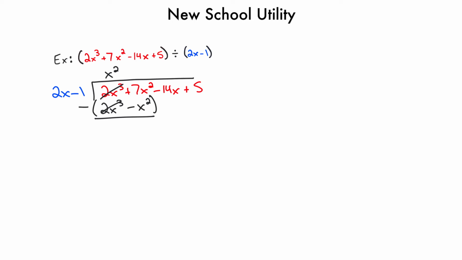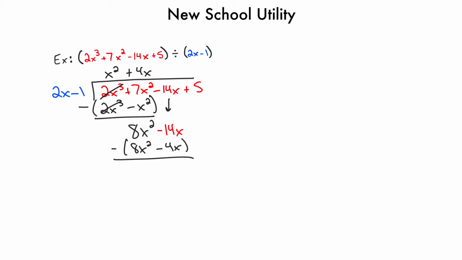And then we follow. 7x squared minus a negative x squared is the same thing as 7x squared plus an x squared, which gives me 8x squared. Bring down the next number. And then we repeat the process all over again. I ask myself, what do I need to multiply a 2x by in order to turn it into an 8x squared? The answer is a positive 4x. I take that 4x and I distribute it to both the 2x and the negative 1. 2x times 4x is going to be 8x squared. 4x times negative 1 is going to be negative 4x. I take that and I subtract it.